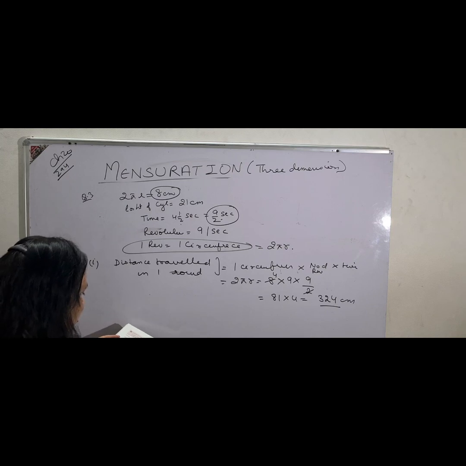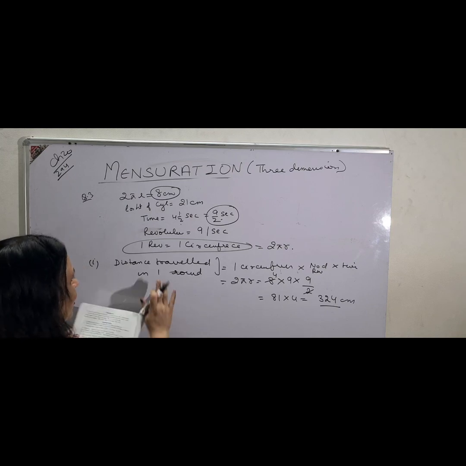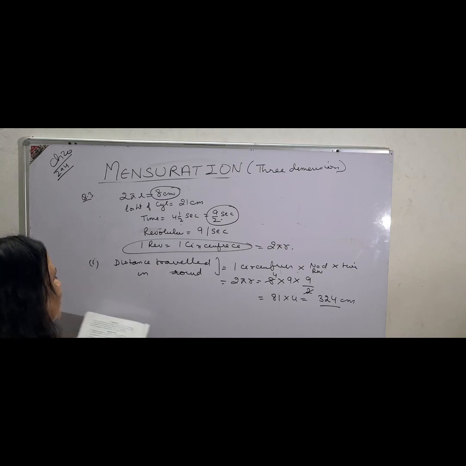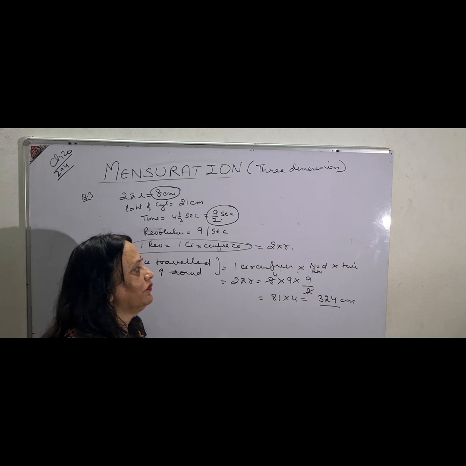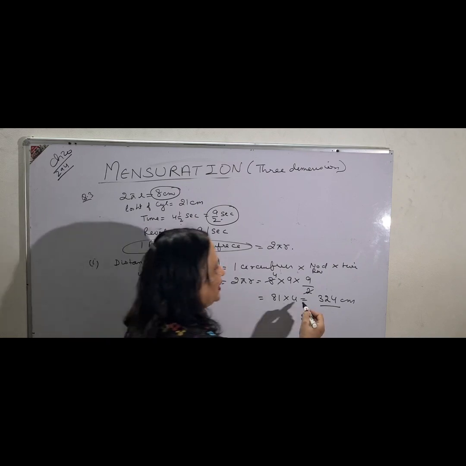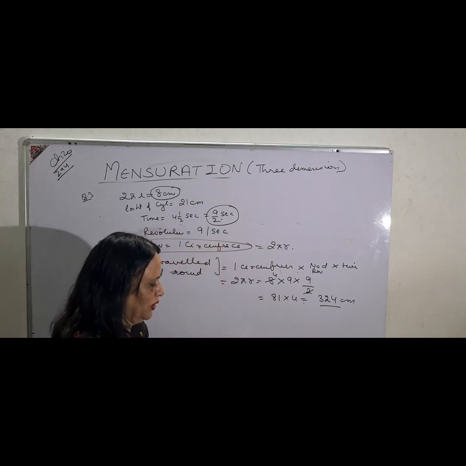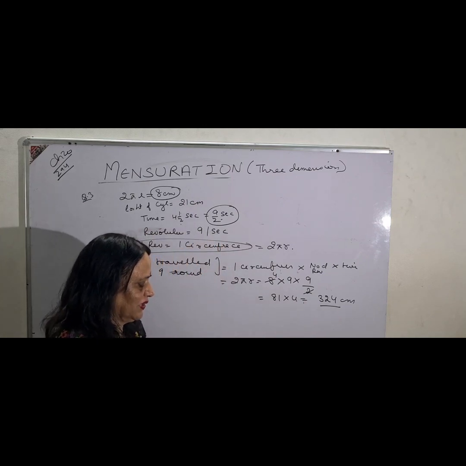They have asked you the total distance travelled in 9 rounds. One round is one circumference, 9 rounds means one circumference into number of revolutions, but time also has to be multiplied. So 4 9s are 36 and 36 into 4 is 324. This is easy. If you don't show it, then also it does not matter. This is your first answer.